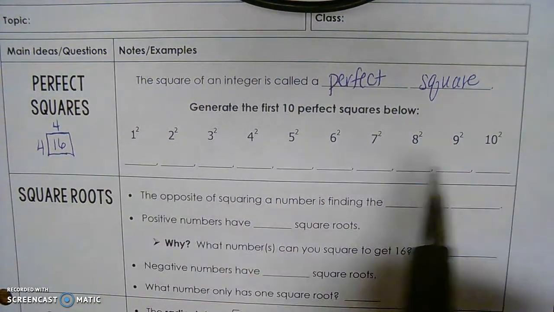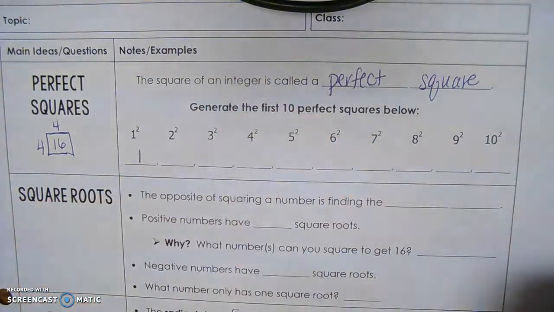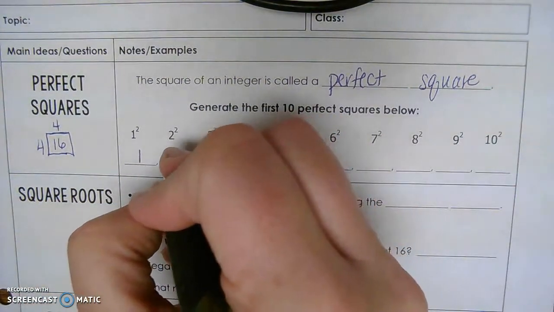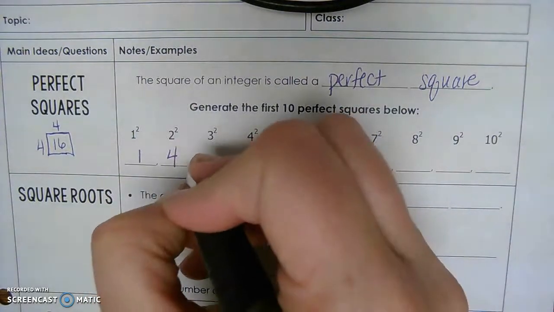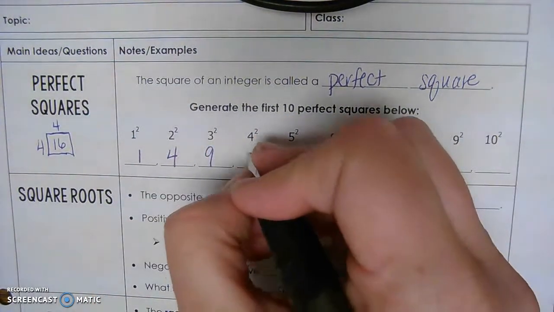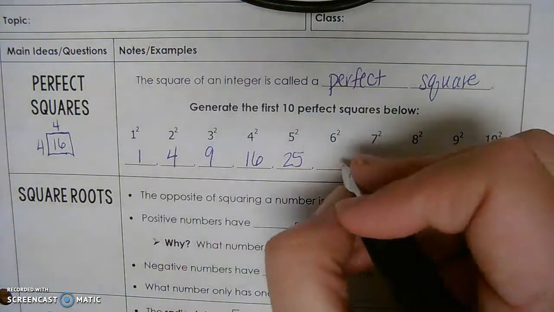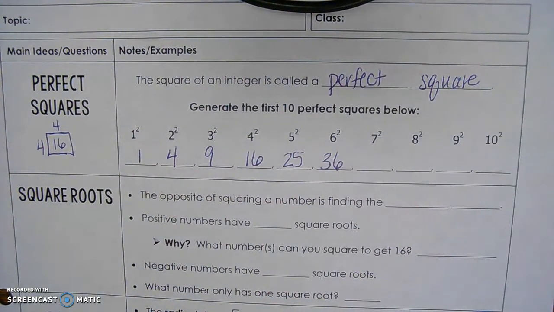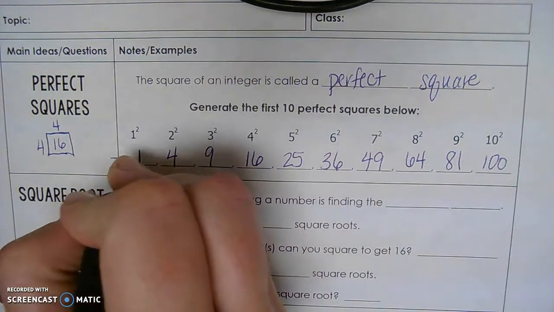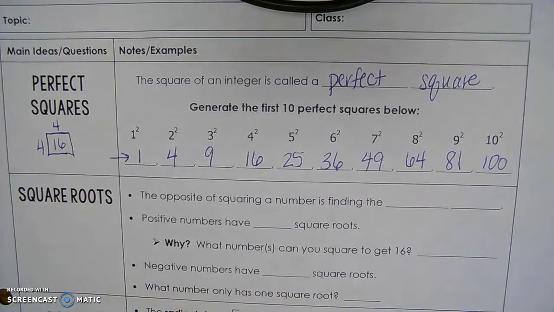So we're going to square our numbers. 1 squared means 1 times 1, which is 1. 2 squared, 2 times 2 is 4. 3 times 3 is 9. 4 times 4 is 16. 5 times 5 is 25. 6 times 6 is 36. 7 times 7 is 49. 8 times 8 is 64. 9 times 9 is 81. And 10 times 10 is 100. So this list that we wrote right here, those are the list of the first 10 perfect squares.